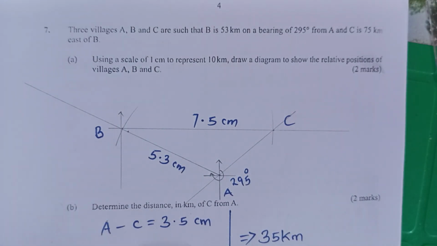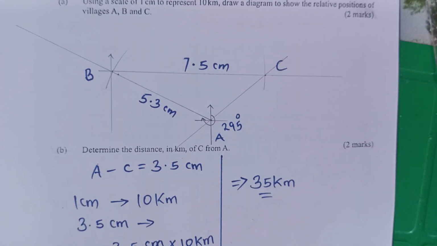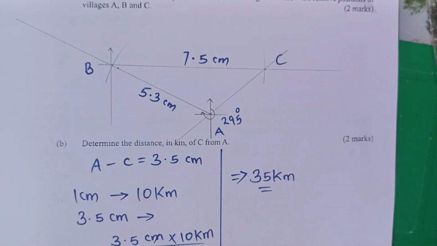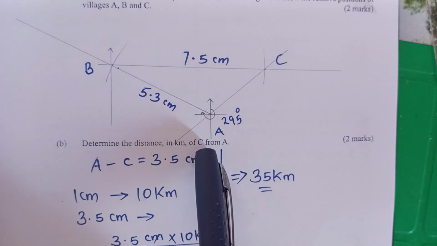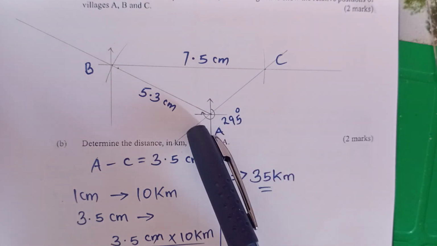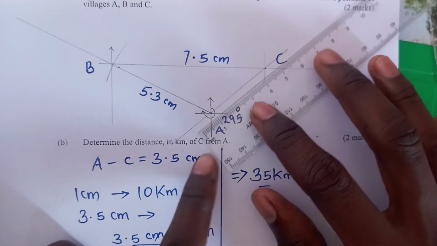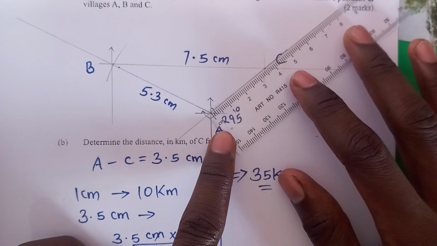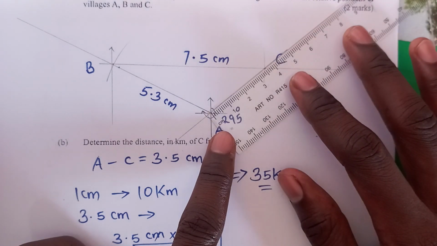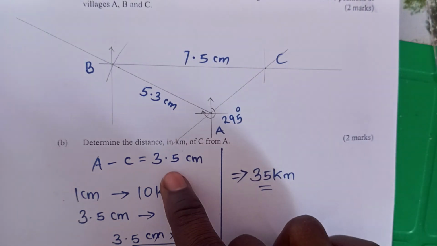For part B, we are asked to determine the distance in kilometers of C from A. So for the distance of C from A, you need to measure this particular distance here. This one is my A and this one is my town C. So from A to C, according to my ruler, it is 3.5 centimeters. So AC is equal to 3.5 centimeters.